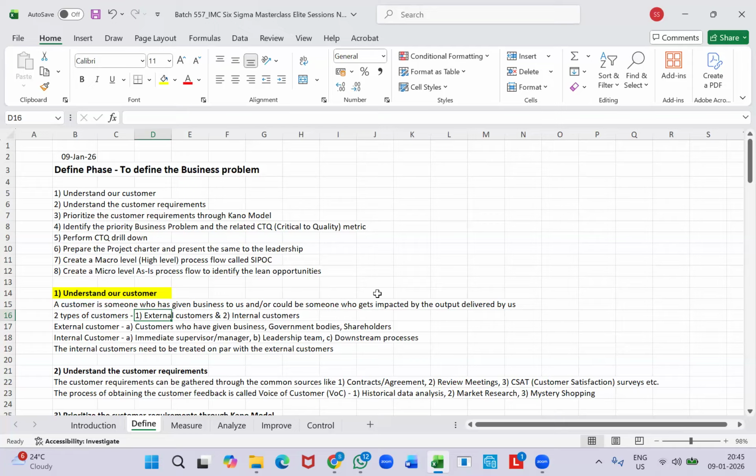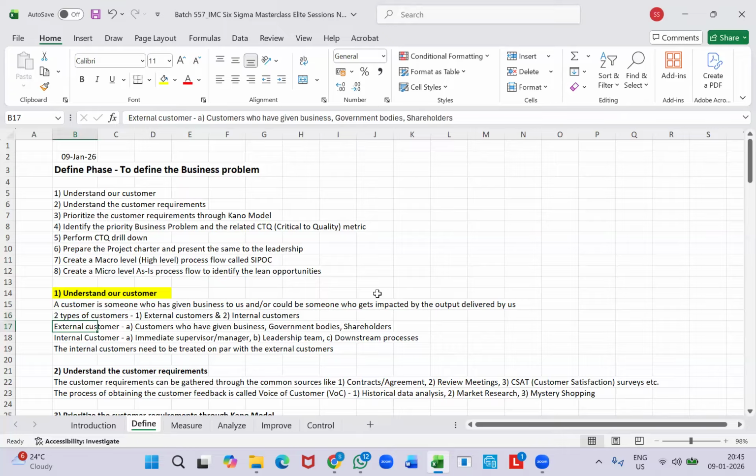So from that perspective, we can actually segregate the customers into two types. So what are the two types of customers that we have? External customers, who are external to our organization, and internal customers, who are internal to our organization. So two types of customers, external customers and internal customers. So external customers are external to our organization and internal customers are internal to our organization.